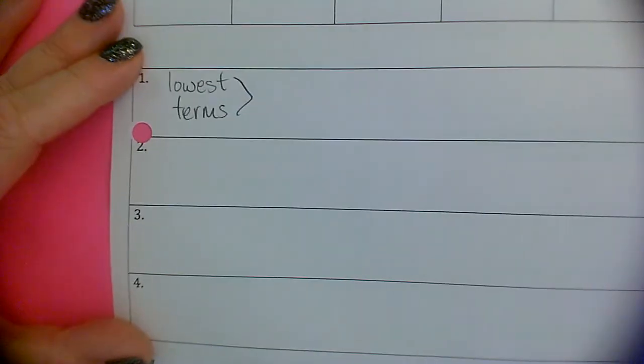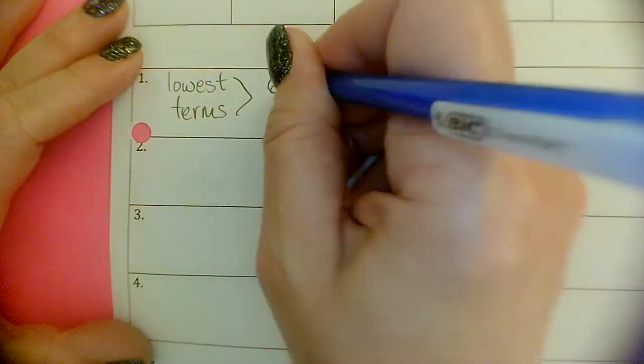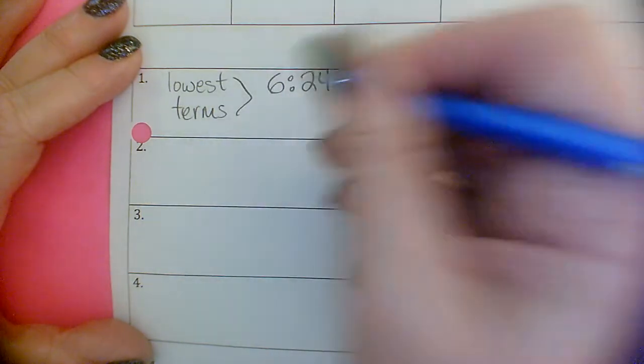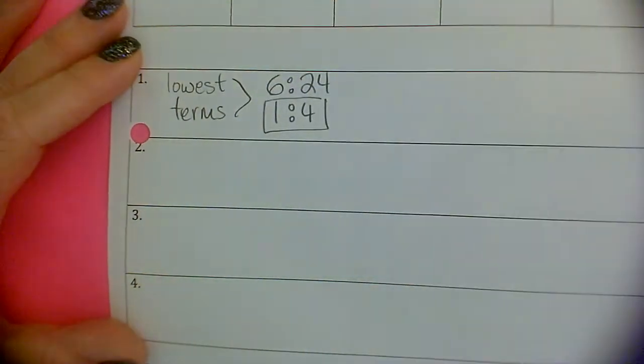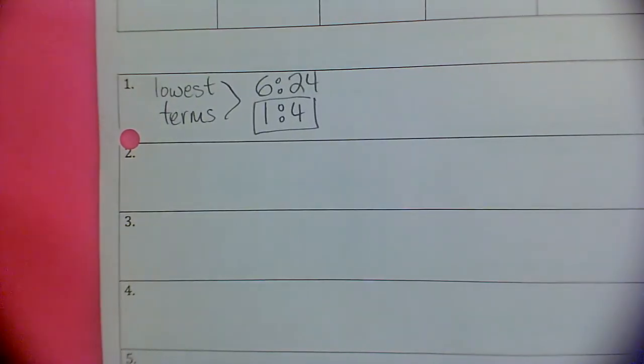So some of the things that you need to remember with it. Anytime you write a ratio, you need to have lowest terms. All right, you need to have lowest terms. So if it comes out to be 6 to 24, then you need to go to 1 to 4. Make sense? I can reduce each by 6, take a 6 out of 6, and then take a 6 out of 24, and divide.